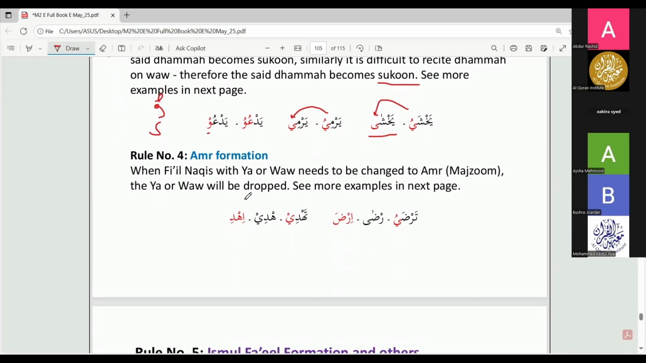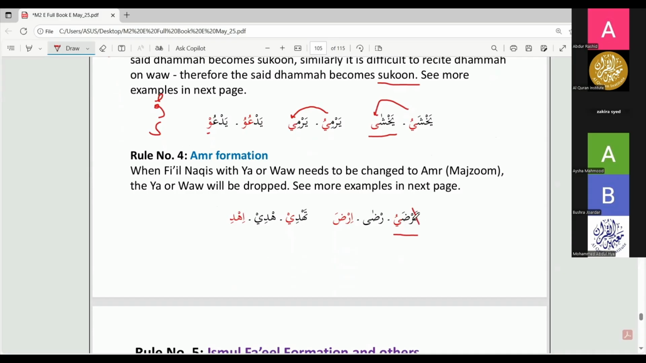Then rule number 4, it is amr formation. This is pretty easy because we know the formation of amr. Here we change it to the second form, anta form. So it's tarodayu. The alamat mudari, first of all, should be removed.